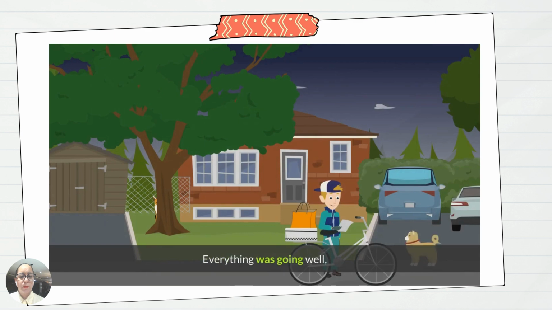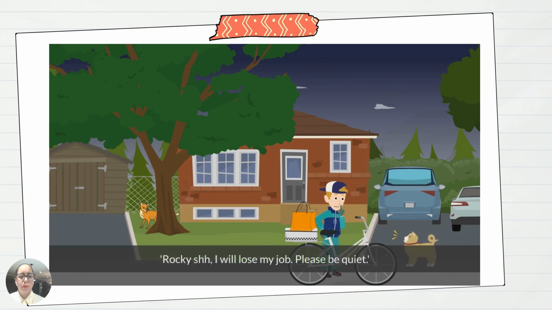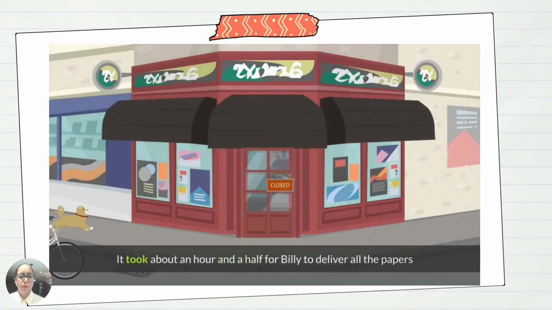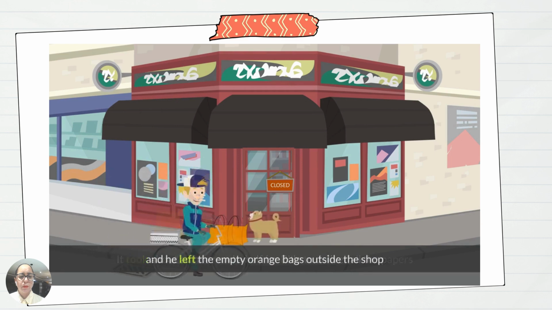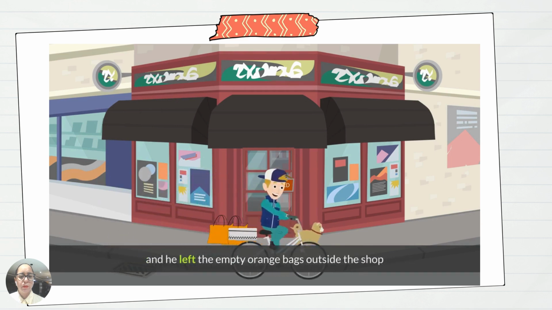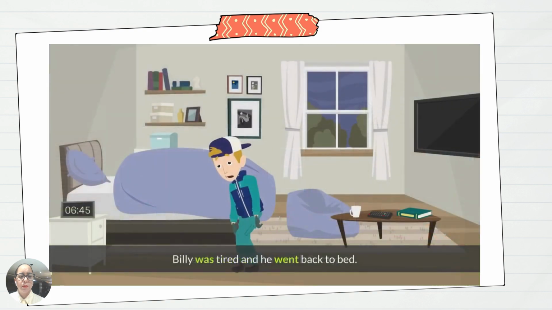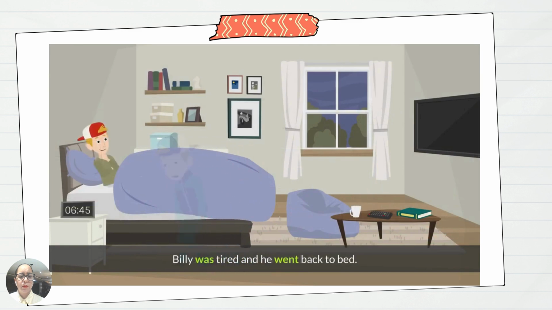Everything was going well. Then suddenly, Rocky saw a fox and started barking loudly. "Rocky, shh! I will lose my job. Please be quiet." Rocky stopped barking for a short time, and then he continued, but much more quietly. It took about an hour and a half for Billy to deliver all the papers, and he left the empty orange bags outside the shop and returned home with Rocky. Billy was tired and he went back to bed.